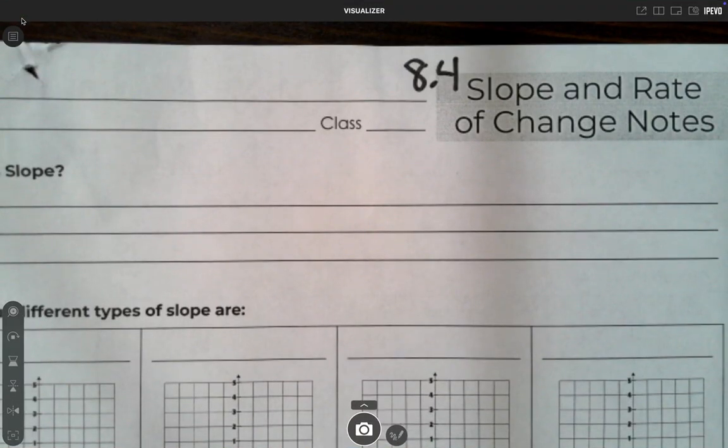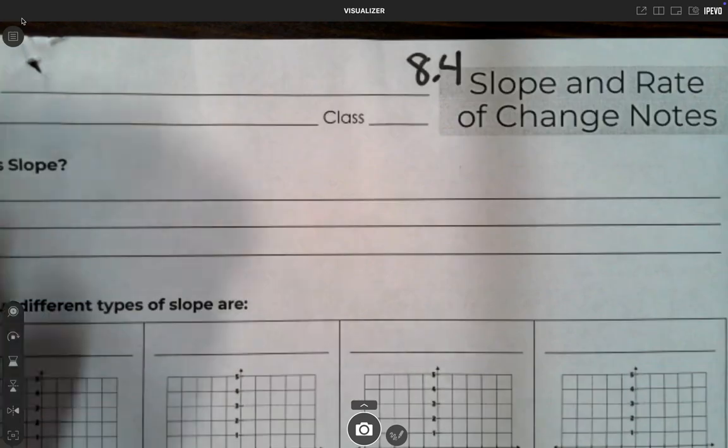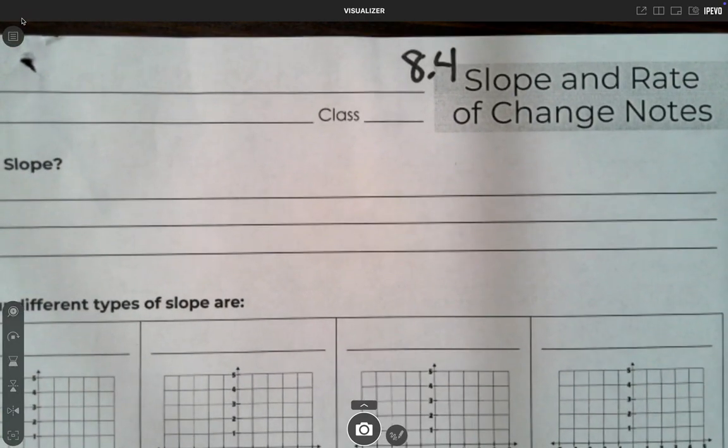Today we're going to talk about slope and rate of change. Just like some other things I've told you will stay with you throughout your math time, this will also. So slope and rate of change are something you'll deal with all throughout high school in different classes. Algebra 2, pre-calculus, calculus, all those kinds of things.